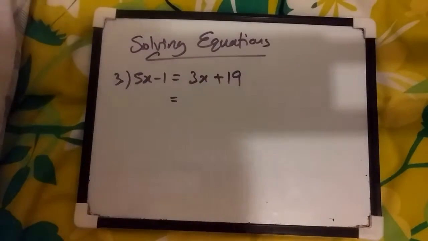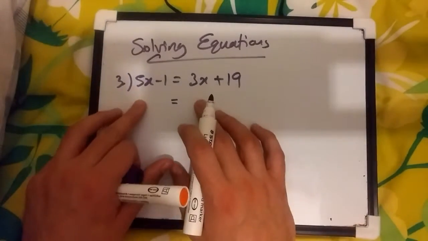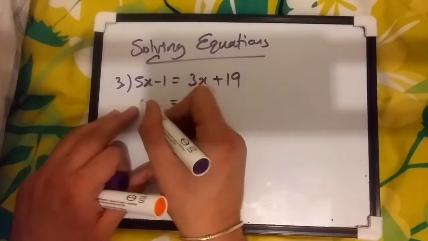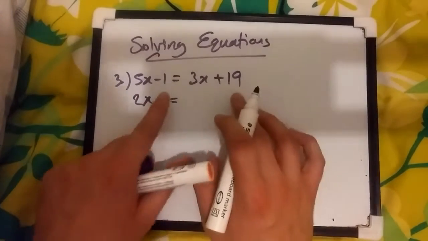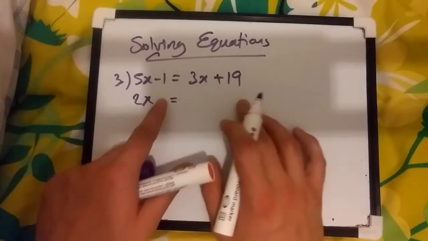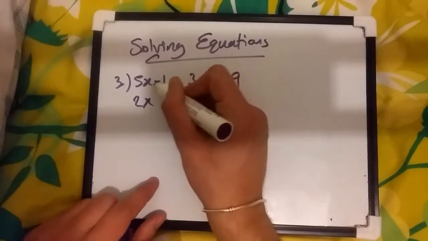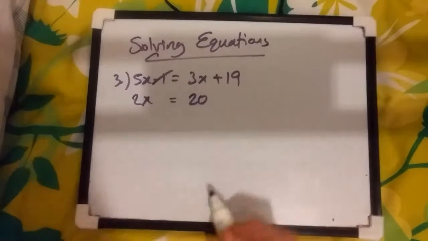Once again, I'm going to rush through this. Subtracting 3x from both sides, this goes, and we're left with 2x here. Notice it's a minus 1. To flip it, to do the inverse, we need to do the plus. So we need to add 1 to both sides. This will go and we're going to get 20.